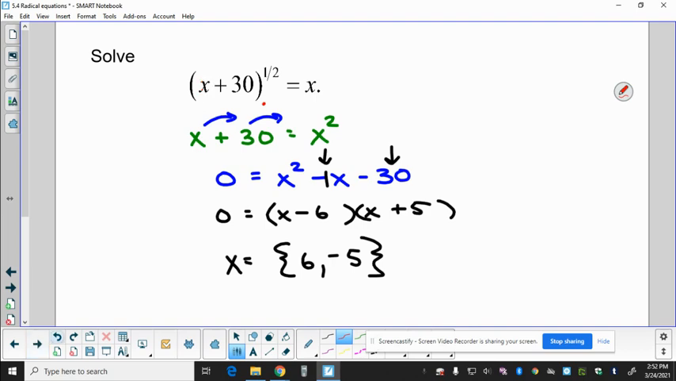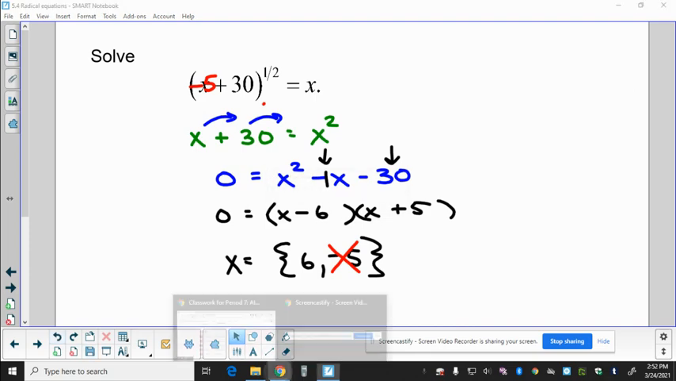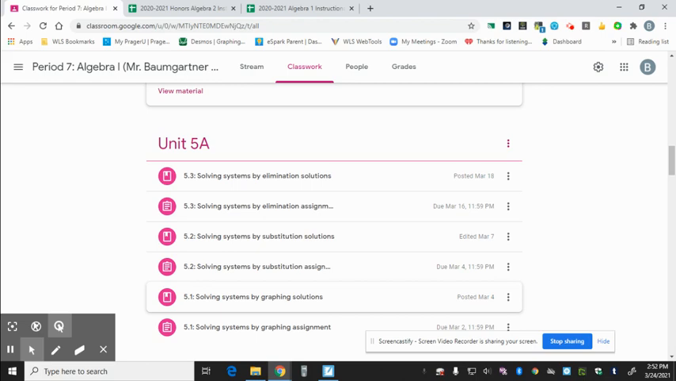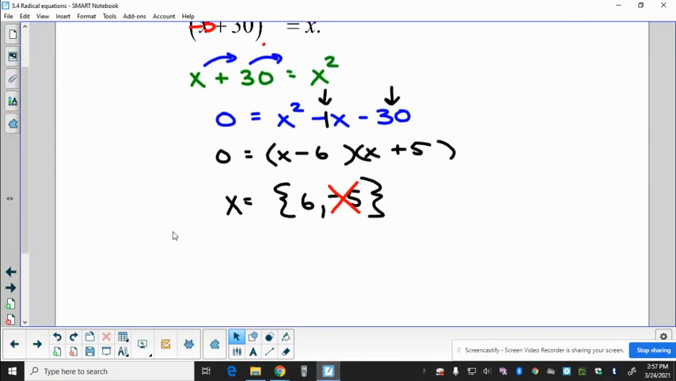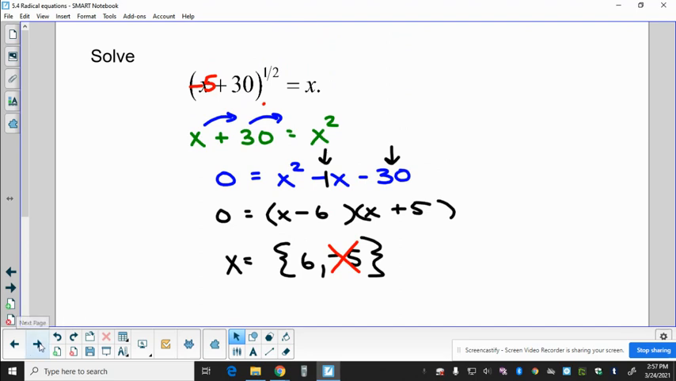What if we had a negative 5 here? So that'd be 25. It's 5, and that is negative 5. So that does not work. Okay, so let's move on to the next question.